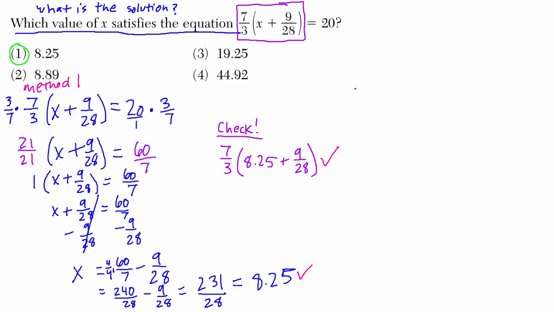But there is another way that you could approach this, or lots of different ways you could approach this, but we'll look at just a couple. Here's another method, and it gets us to the same answer. So let's just take a look here at 7/3 times x plus 9 over 28 is equal to 20.